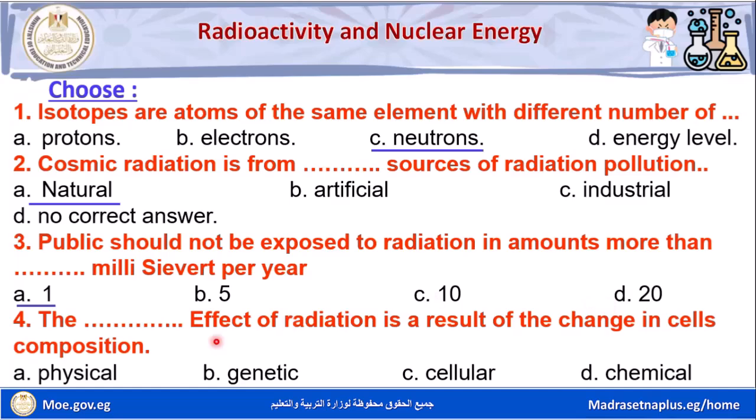Number four, the effect of radiation is a result of the change in cells composition. Letter A, physical. Letter B, genetic. Letter C, cellular. Letter D, chemical. The cellular effect of radiation is a result of the change in cells composition.